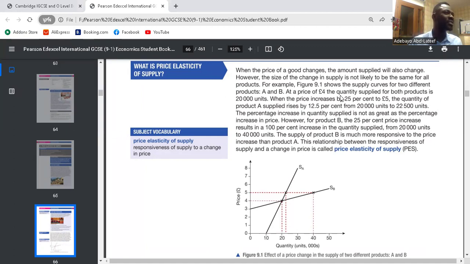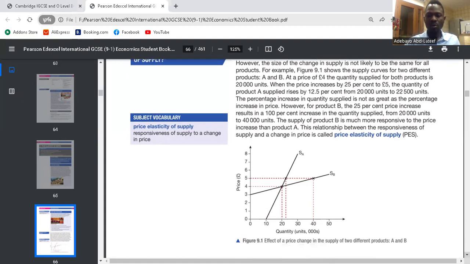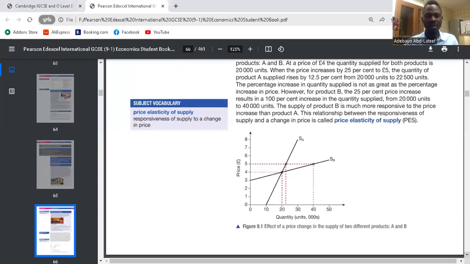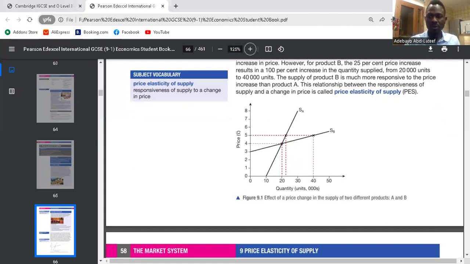So what is price elasticity of supply itself? It is the degree of responsiveness of the quantity supplied of a product as a result of a change in price. Clear, right? Great. So here we have PES. We have a steep one and a flatter one. I think you can see it. For SA, it's steep, and for SB, it's flatter. So if it is steep, it is inelastic. If it is flatter, it's elastic. I think that point is clear. So we'll go on.